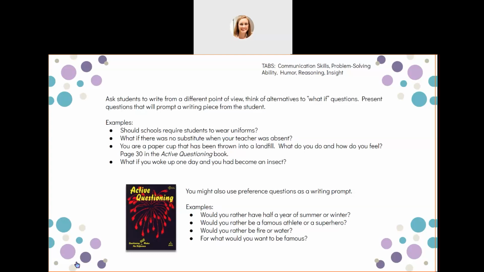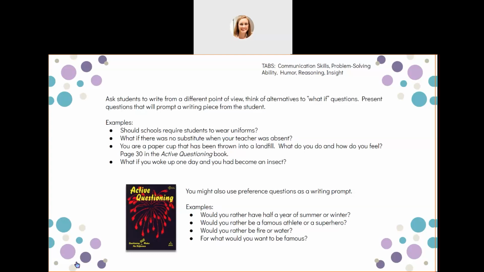And then another one would be, what if you woke up one day and you had become an insect? So what would you do? How would you be feeling? You might also use preference questions as writing prompts. And here's some examples of preference questions.